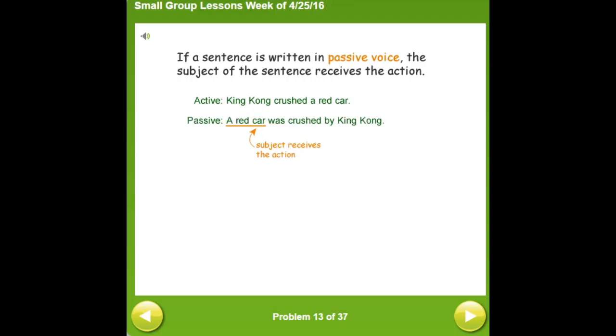If a sentence is written in passive voice, the subject of the sentence receives the action. For example, a red car was crushed by King Kong. The subject of the sentence is the red car, but the red car does not do anything in the sentence. The red car receives the action crushed.